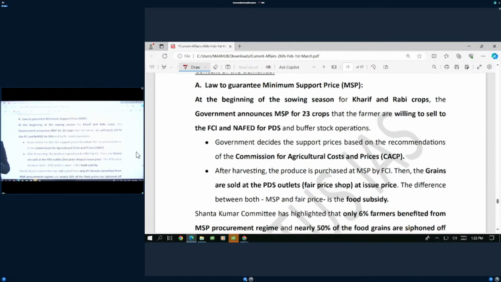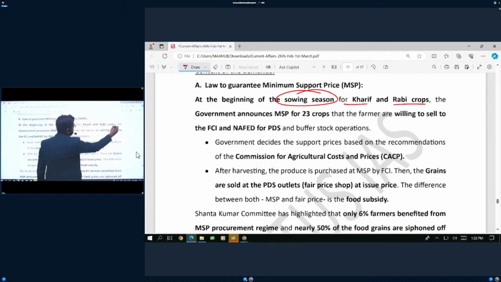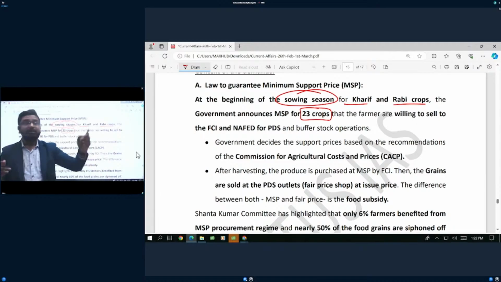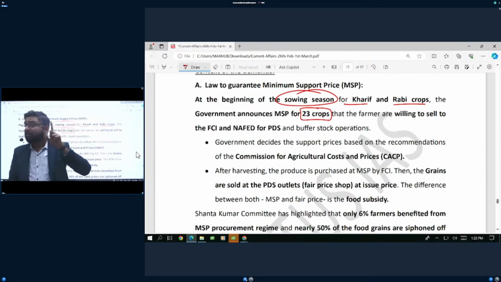So how is the MSP determined? At the beginning of the sowing season for Kharif and Rabi crops, the government announces MSP. कितनी crops के लिए? 23. Plus 1 sugar cane है, 23. Sugar cane के लिए fair price nomination है. Know all the 20 crops in detail. Google some mnemonics. UPSC prelims से बहुत बार पूछ चुका है.